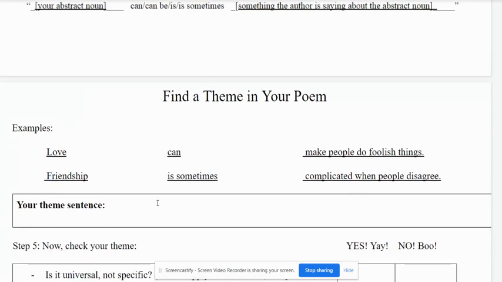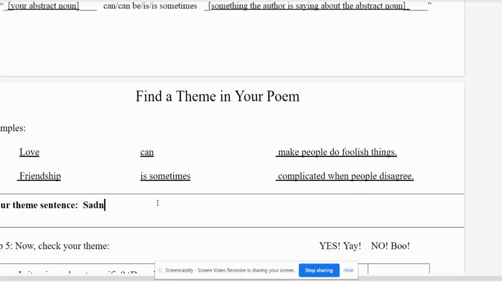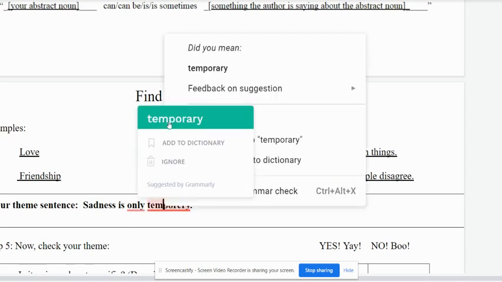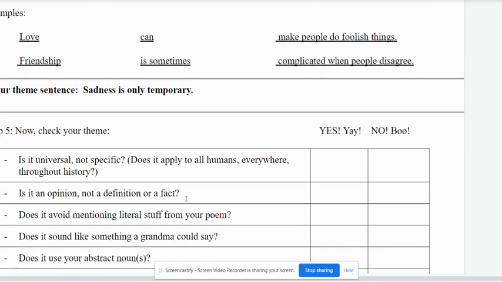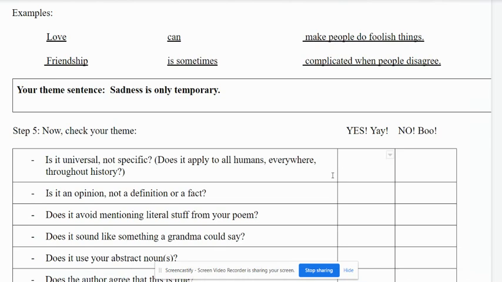So let's say I come up with my theme sentence: sadness is only temporary. Now I'm going to check it. Is that universal? Does that apply to all people everywhere? It sure does. Is it an opinion? Yeah, I think some people could argue like sadness never really truly leaves you. So I'm going to say, yeah, it's an opinion.